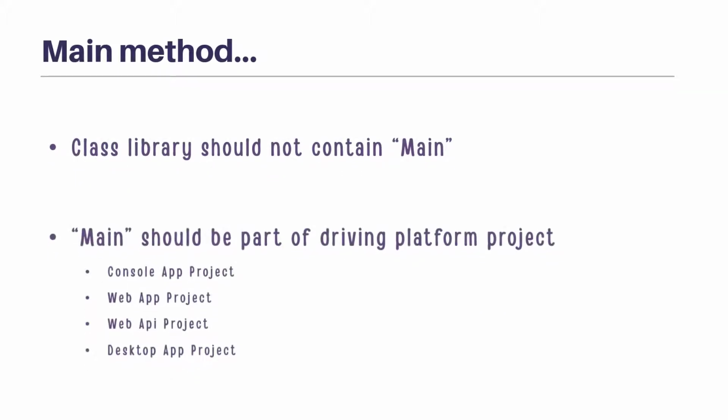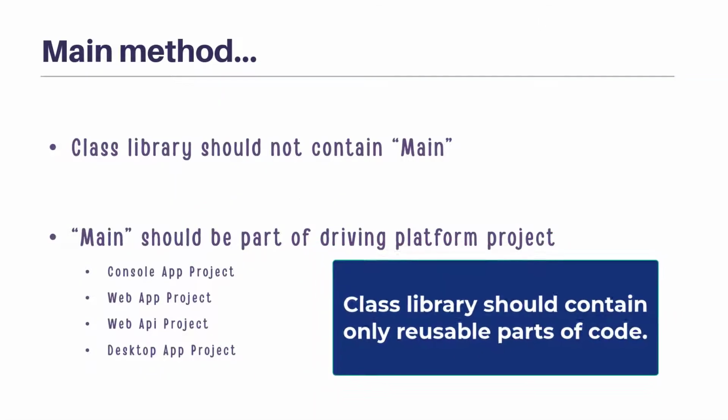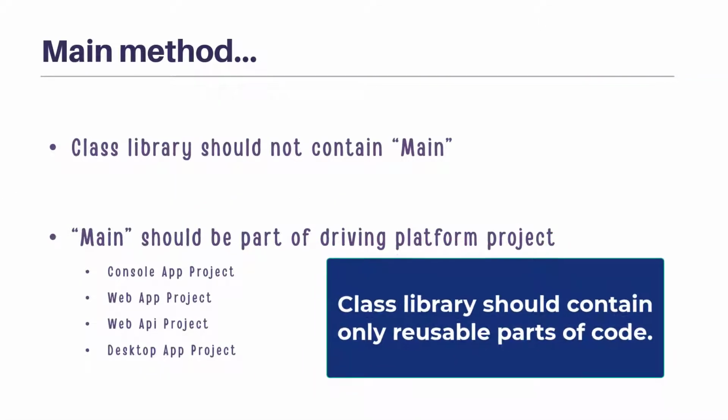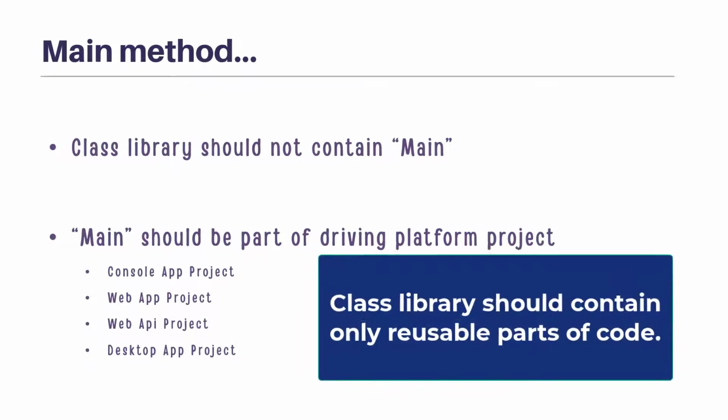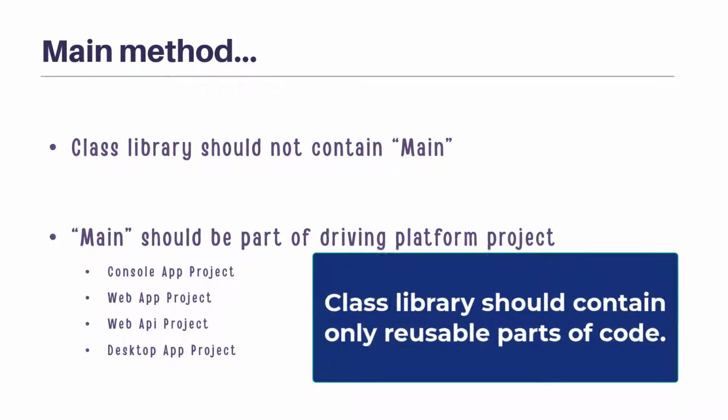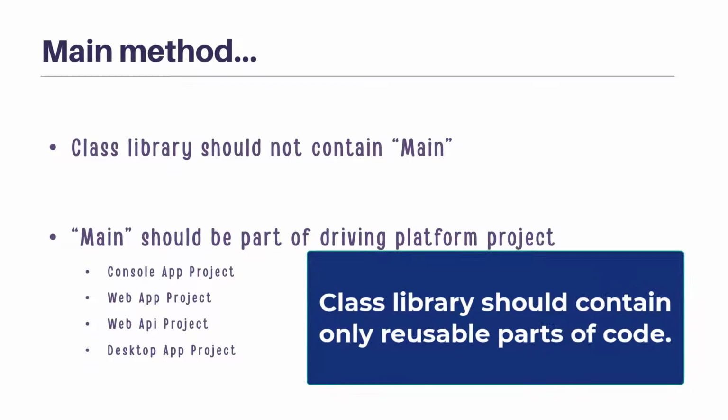Main method is always part of the driving platform project. In case of a console application, the main method will be part of the console application project. In case of web applications, the main method will be part of the web application project. And in case of desktop applications, the main method will be part of the desktop application project. The class library is supposed to contain only the logic which needs to be reused.